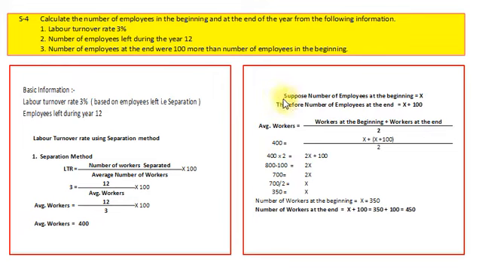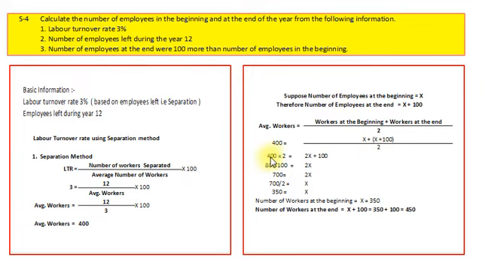Now we need to find out workers at the beginning and at the end of the year. So we make an assumption. Suppose number of employees at the beginning is equal to X and number of employees at the end were 100 more than the number of employees in the beginning. So our number of employees at the end would be X plus 100. Now we will put the formula of average workers, that is workers at the beginning plus workers at the end divided by 2. So average workers 400 is equal to workers at the beginning X plus workers at the end X plus 100, divided by 2.